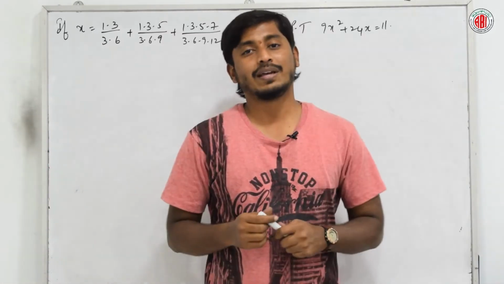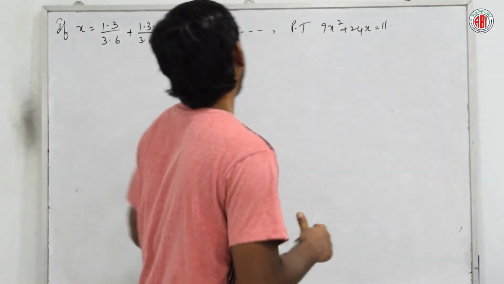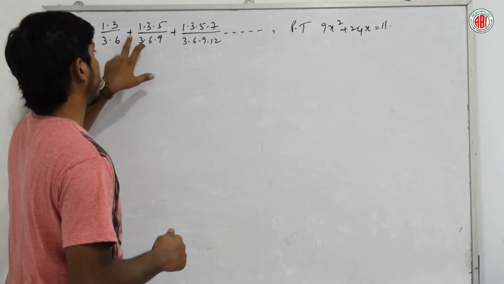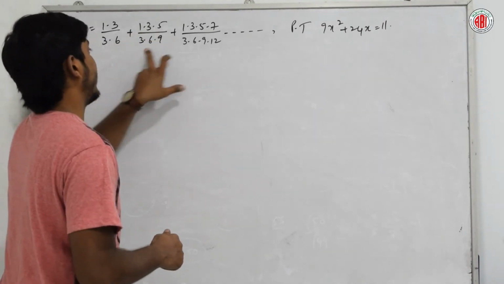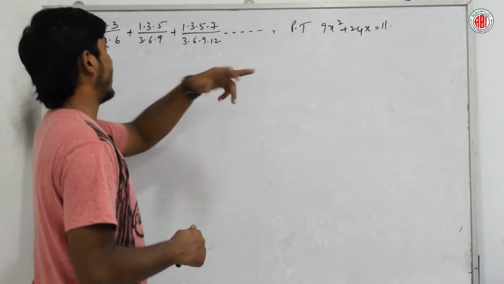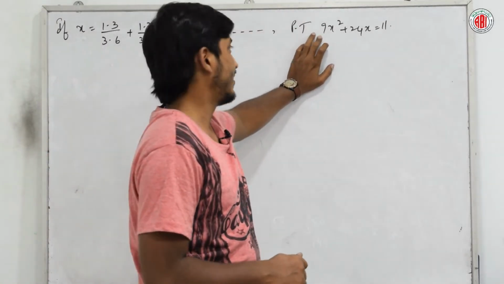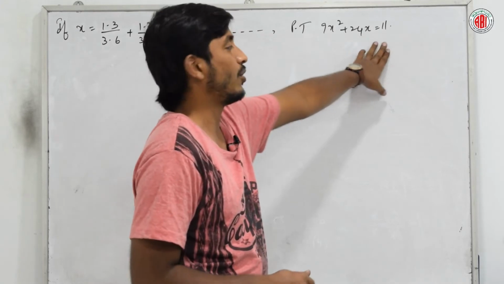Let's do. Look at the next question here. He gave, if x is equal to 1 into 3 by 3 into 6 plus 1 into 3 into 5 by 3 6 9 plus 1 3 5 7 by 3 6 9 12 and so on. He is asking us to prove this condition. 9x square plus 24x is equal to 12.